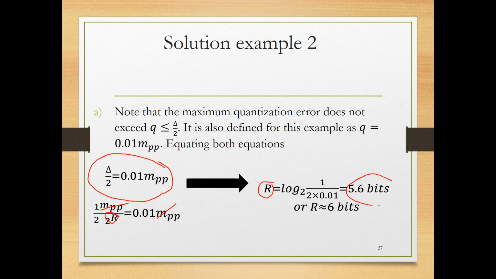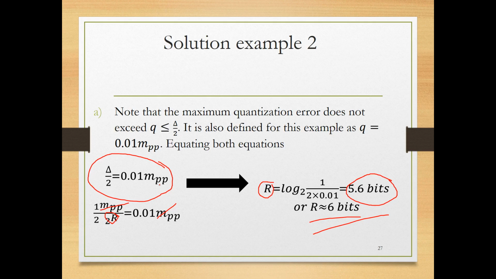After you calculate this value, you will find that this is equal to 5.6 bits. And since we don't have 5 point something bits, we always have an integer number of bits, so we approximate it to 6. So from here, we find out that the number of quantization levels is equal to 2 to the power 6, because the number of bits representing each level is 6. This is very critical. Did you understand how we came here and how we linked that?